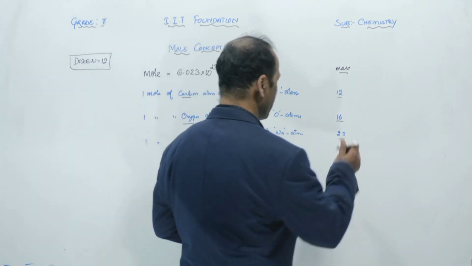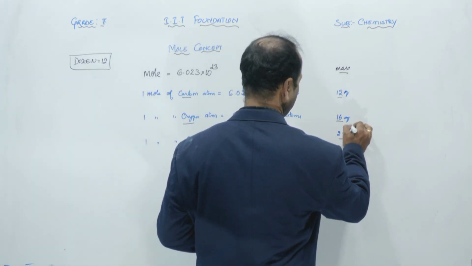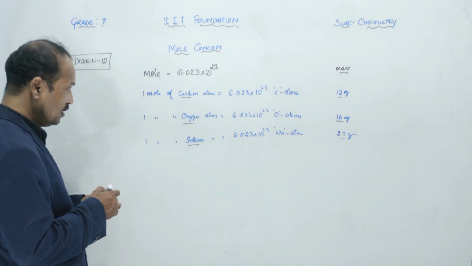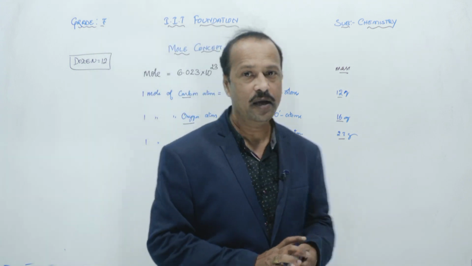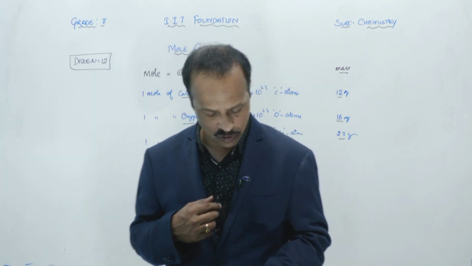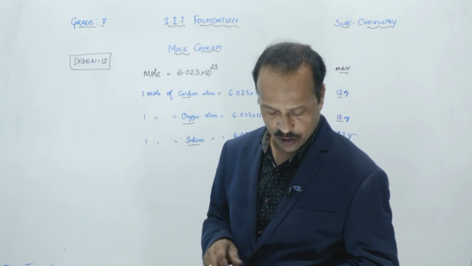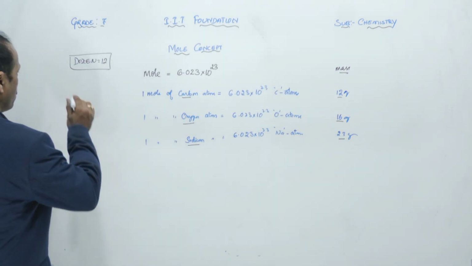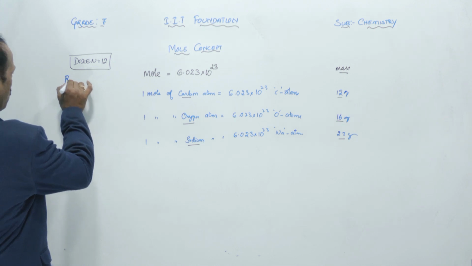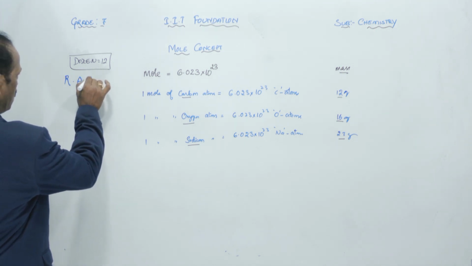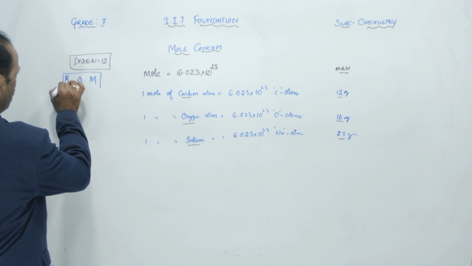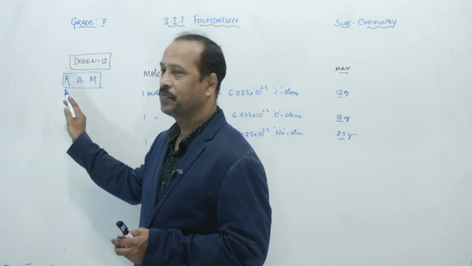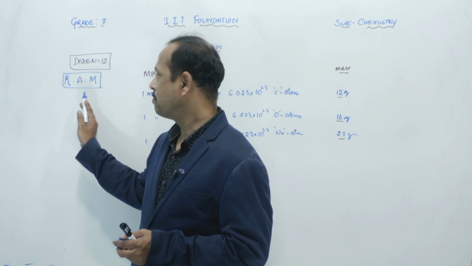So, now again I write here. This is grams, grams, grams. Now, here you see students, this concept we keep here. Now, let us see one more concept. Let's go to the relative atomic mass. So, I am writing RAM. RAM is what? Relative atomic mass.